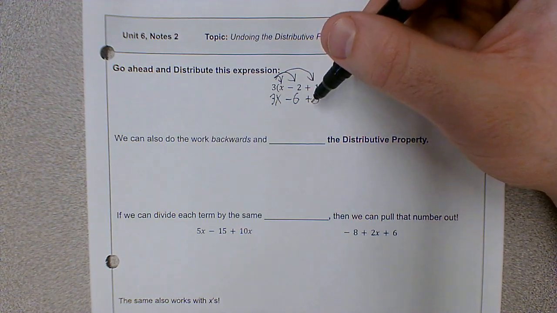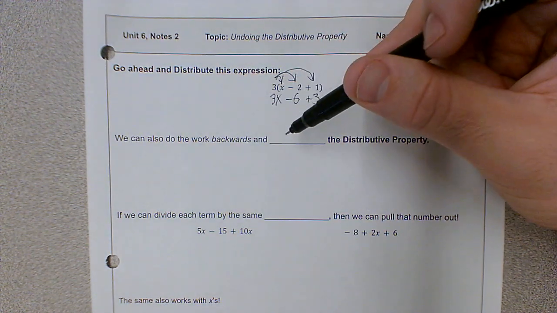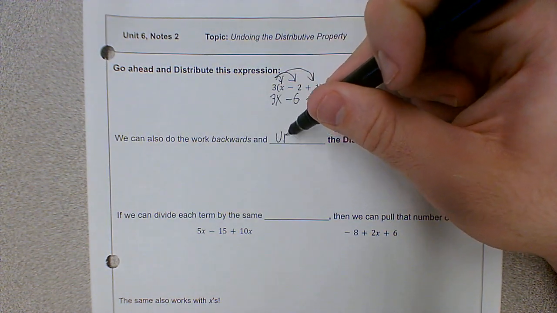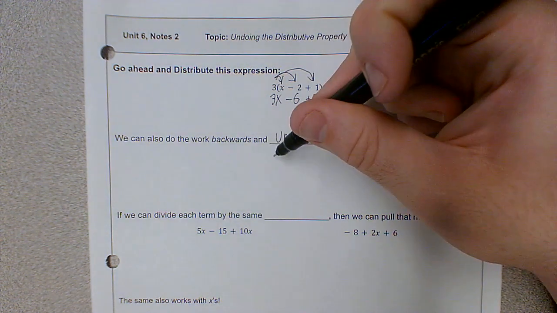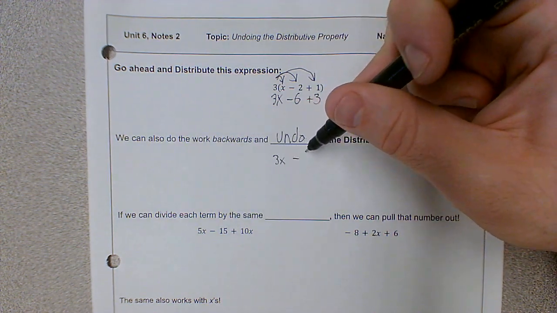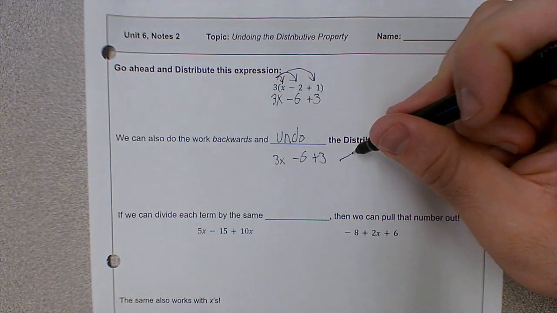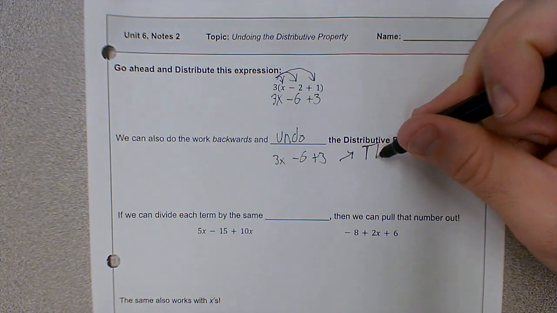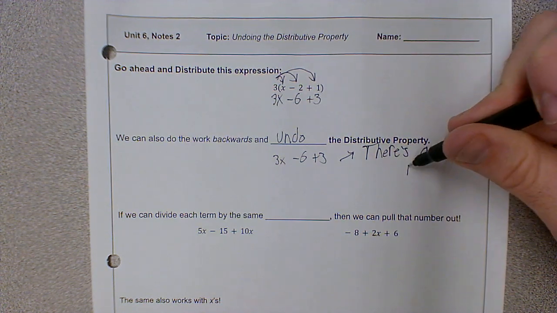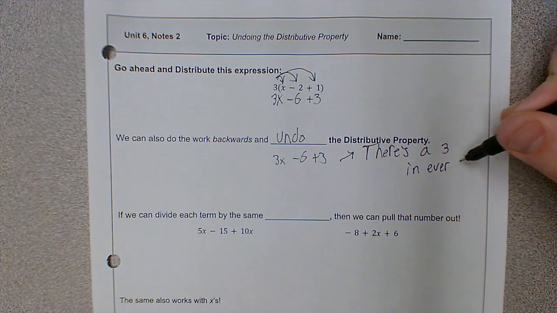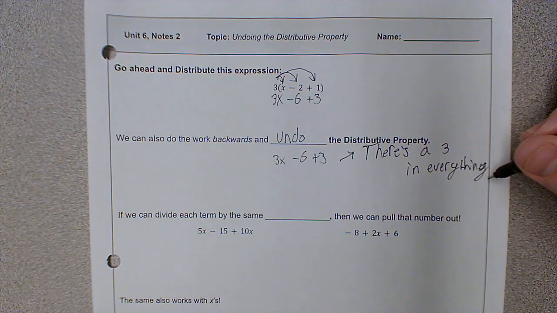So I'm not going to combine this because I have a point to make. Because we can do the work backwards and undo the distributive property. So let me rewrite 3x minus 6 plus 3. See how there's a 3 in everything? We're going to go ahead and pull that 3 out.